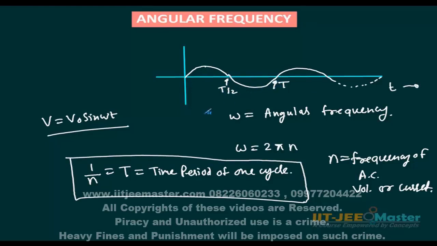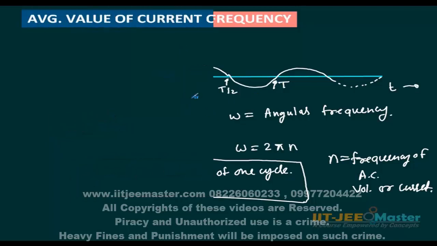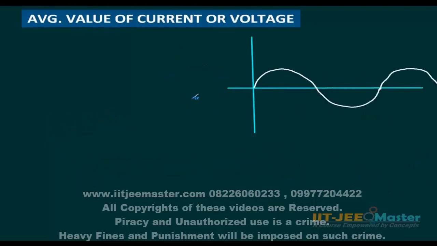So come, let us see a few more things. Average value of current or voltage. Suppose we have a voltage V(t), a function of time, which is equal to V naught sine omega t. We want to find the average value in one cycle. So what is the average value?